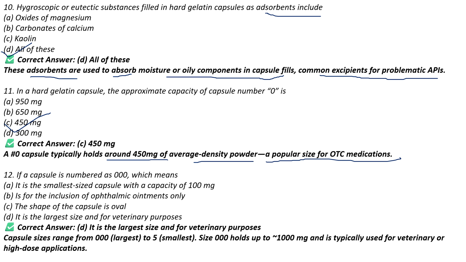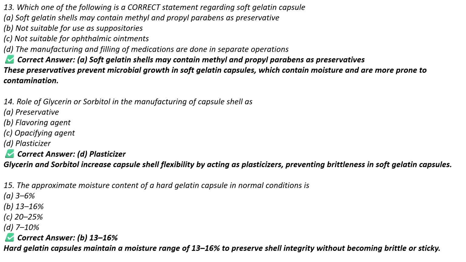If a capsule is numbered as 000, which means, options are: it is the smallest size capsule with a capacity of 100 mg; it is for the inclusion of ophthalmic ointments only; the shape of the capsule is oval; it is the largest size and for veterinary purposes. So the capsule sizes range from 000, considered to be the largest one, to 5, considered to be the smallest one. Size 000 holds around 1000 mg and is typically used for veterinary or high dose applications. So we can say option D is the correct answer for this question. So moving on to the next question.